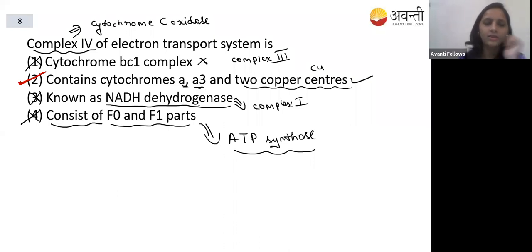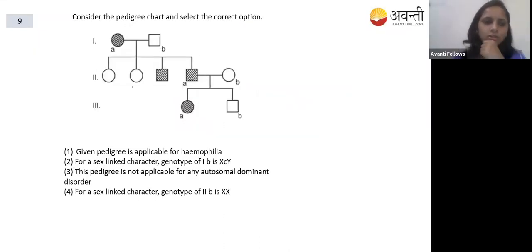Okay, fine. So let us go to the 9th question. It is from genetics. Innate and biology. The question is they have given one pedigree. Here you have to select which one is the correct answer. Whenever you see a pedigree, guys, you can tell whether it is the dominant or the recessive one, right? So let us see here.